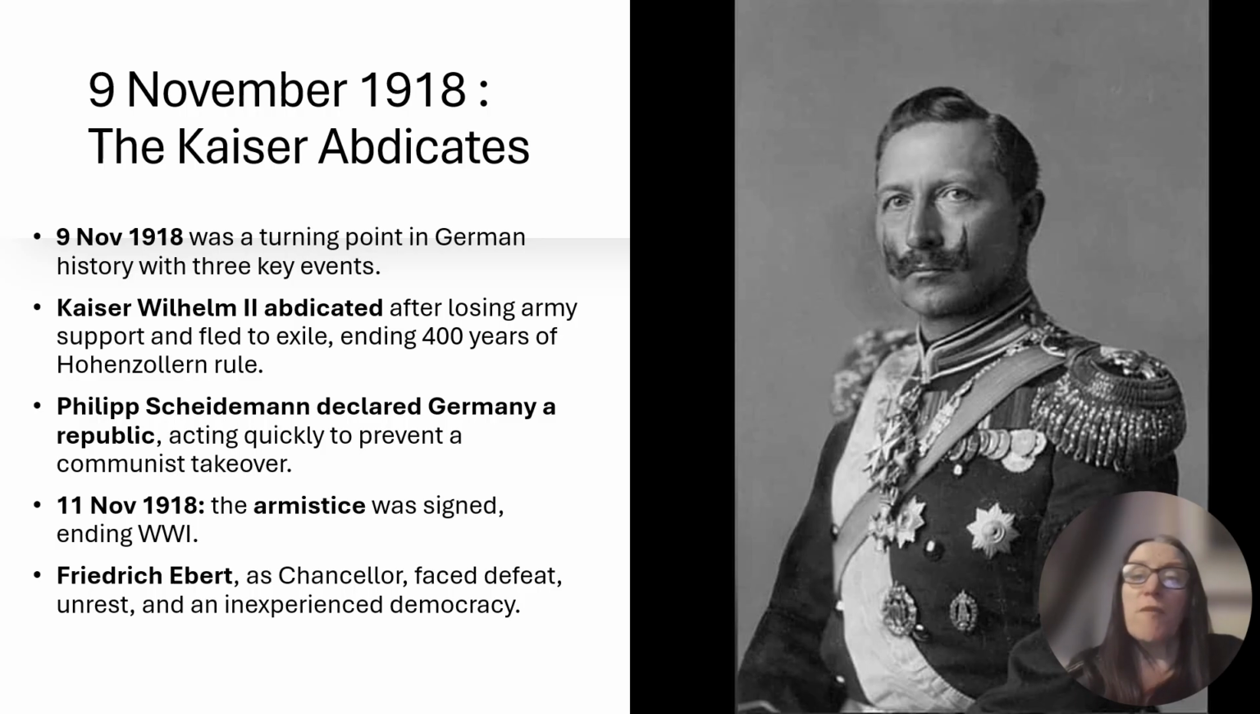Second, the German Republic is declared. A Social Democrat politician named Philipp Scheidemann appeared at a window of the Reichstag building and spontaneously announced that Germany was now a republic. Why spontaneously? Because he'd just heard that the communists were about to announce a Soviet republic from a different building. He had to get there first. Germany became a republic almost by accident.